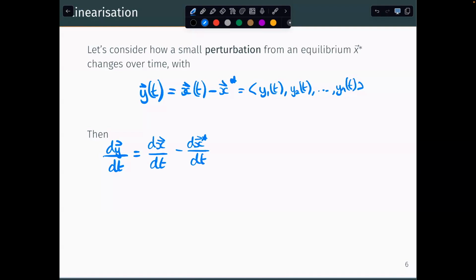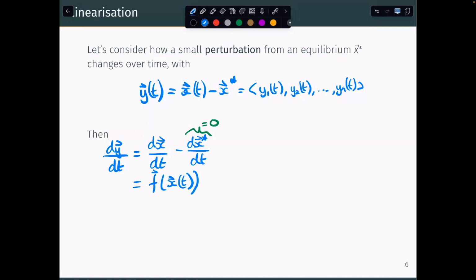And this dx star dt, well, this is going to be equal to 0, because that's just our equilibrium. If you're there, nothing's changing. So x star is really just some constant. Essentially, it's just a vector. So really, this boils down to being our vector function f of x of t.